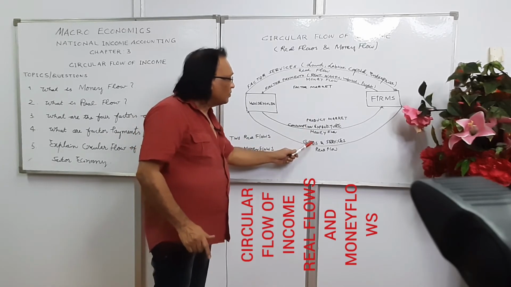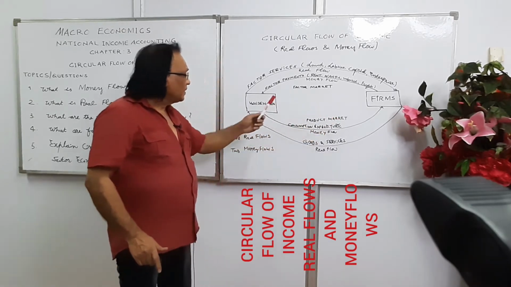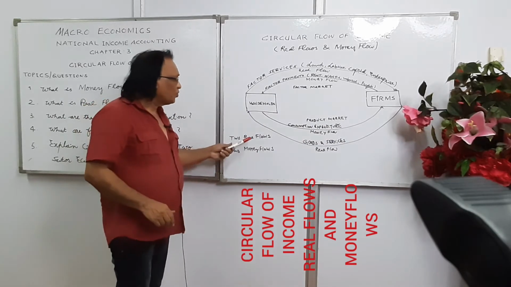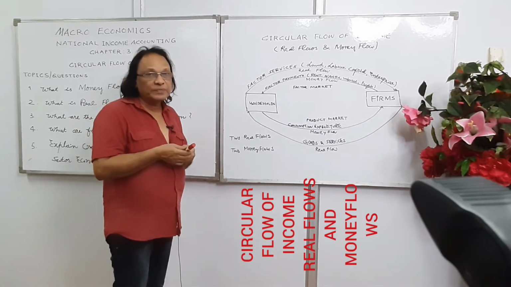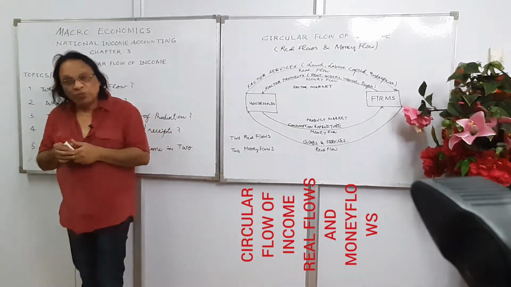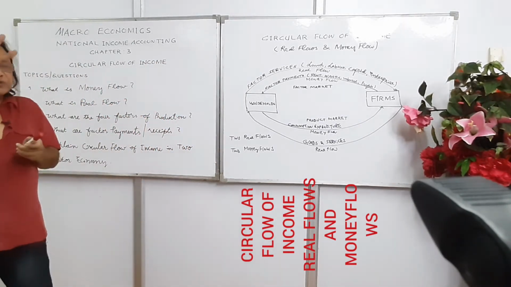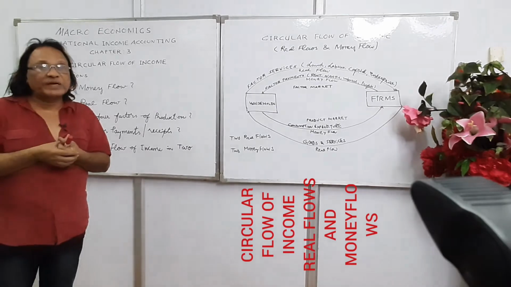This side is called product market. That means in the economy, there are two real flows and two money flows flowing in opposite direction. So, we see the revision once again. It becomes easier for you to learn all the 5 topics or 5 questions.